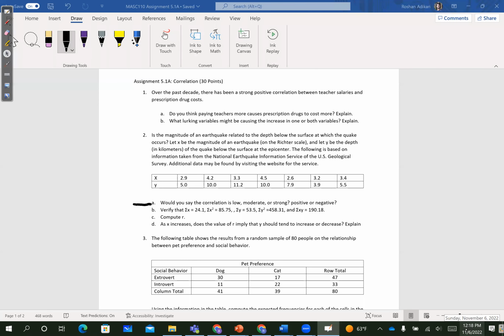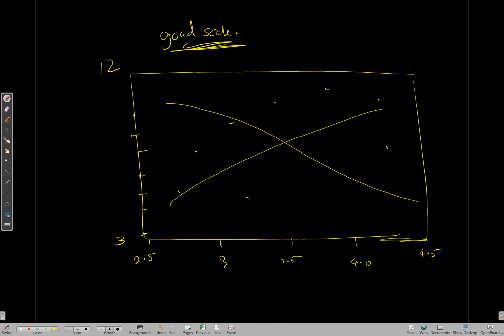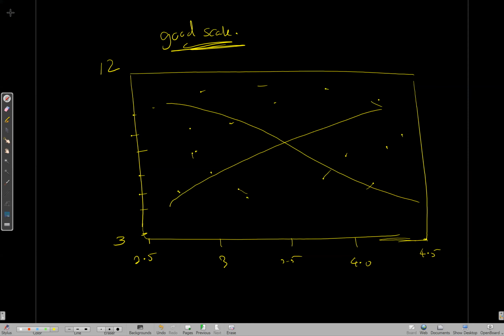And with the y variable, again 3.9 the lowest and 11 point something. So it's better to take 3 to 12. So break it nicely into a good scale, otherwise you don't see it, and then draw your dots and see whether it gives you a line like this or line like this, or there is no correlation, it's going all over the place. So depending on that, you answer that question. Part B, verify that. Well, that's pretty easy because the answers are given, you just need to verify.